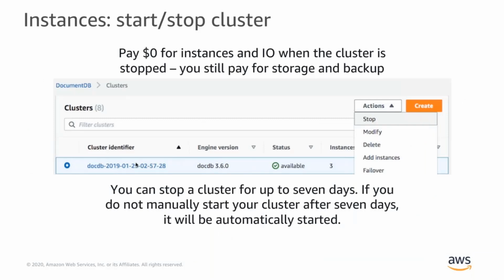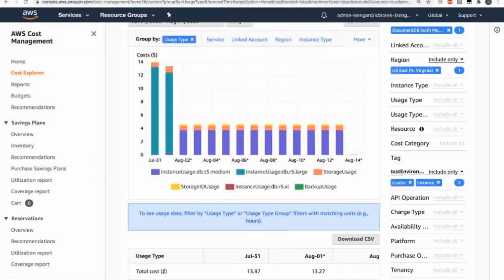Another feature that DocumentDB has that allows folks to save on instances is start stop cluster. You can stop a cluster, which will basically bring the instances and IO down to $0 when the cluster is stopped for up to 7 days. After 7 days, we automatically restart your cluster. The reason we do that is if there's maintenance or any other type of patching events, it happens within a reasonable time to keep things up to date and patched accordingly. But you can always stop it again after that. So I'll just go show you in the console what that looks like.